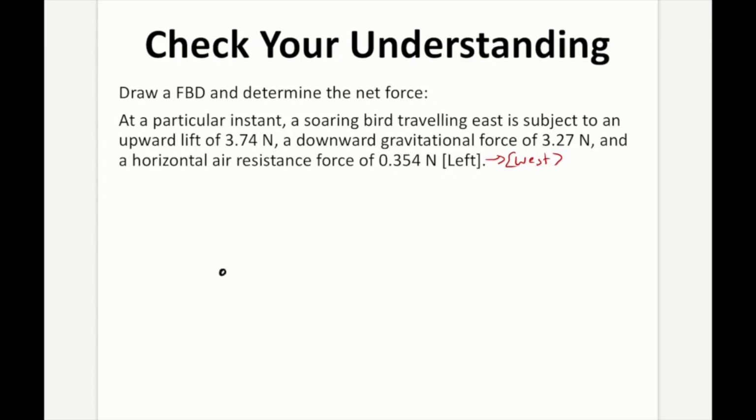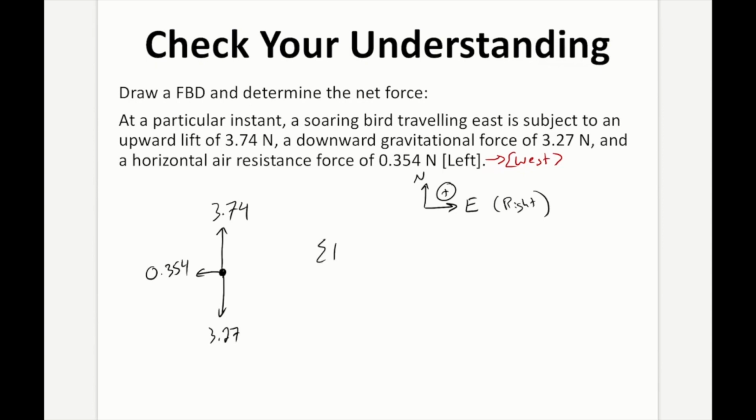So if we draw a bird and we say that that way is east and that is positive, and east is also to the right, we know that we're going to get an upward force of 3.74 newtons, a downwards gravitational force of 3.27 newtons, and a horizontal air resistance force of 0.354 newtons, in this case to the left. So we need to find the net force. We're also going to say that up is positive, and that would be north in this case.